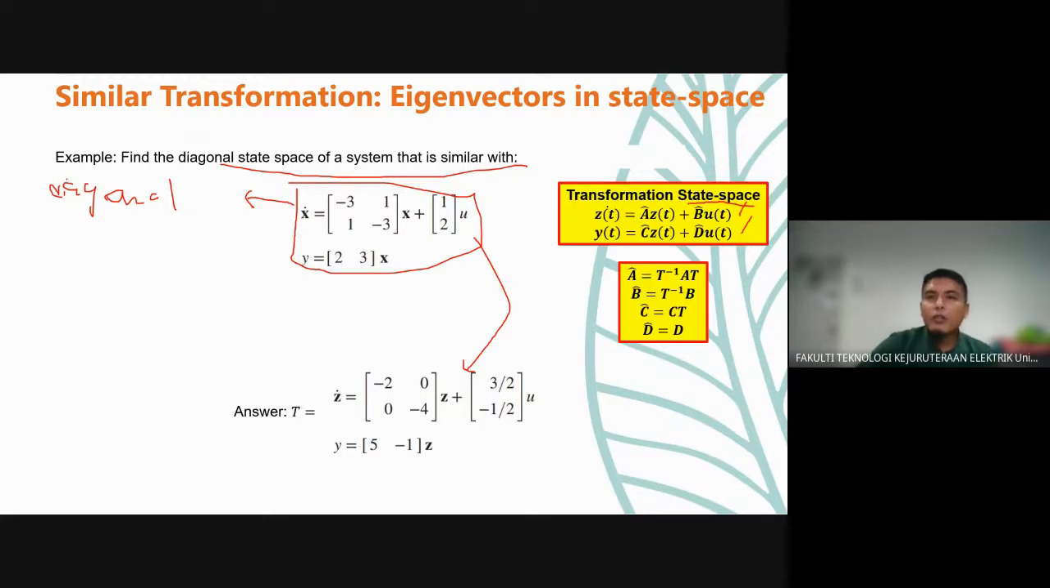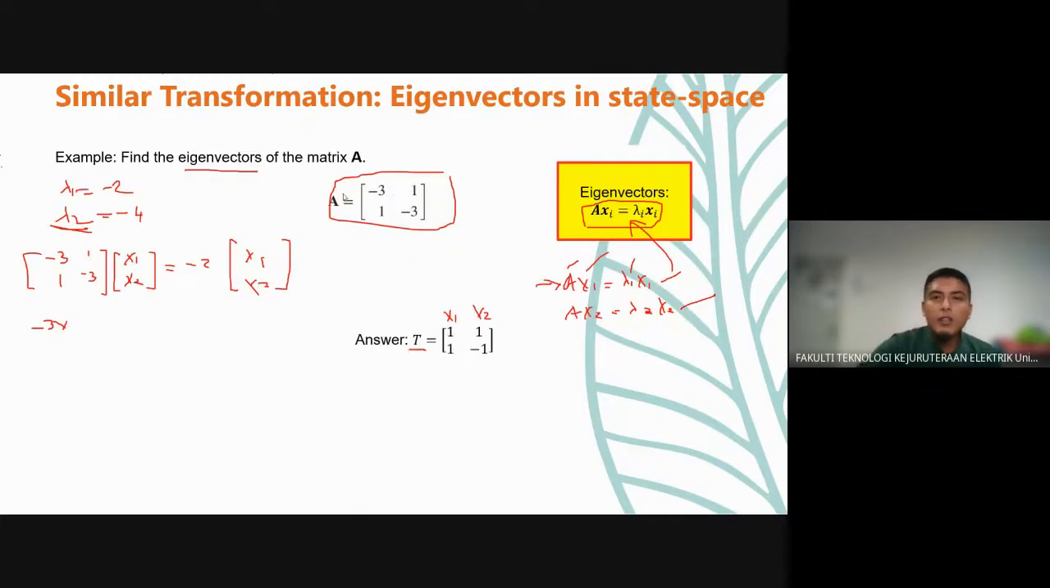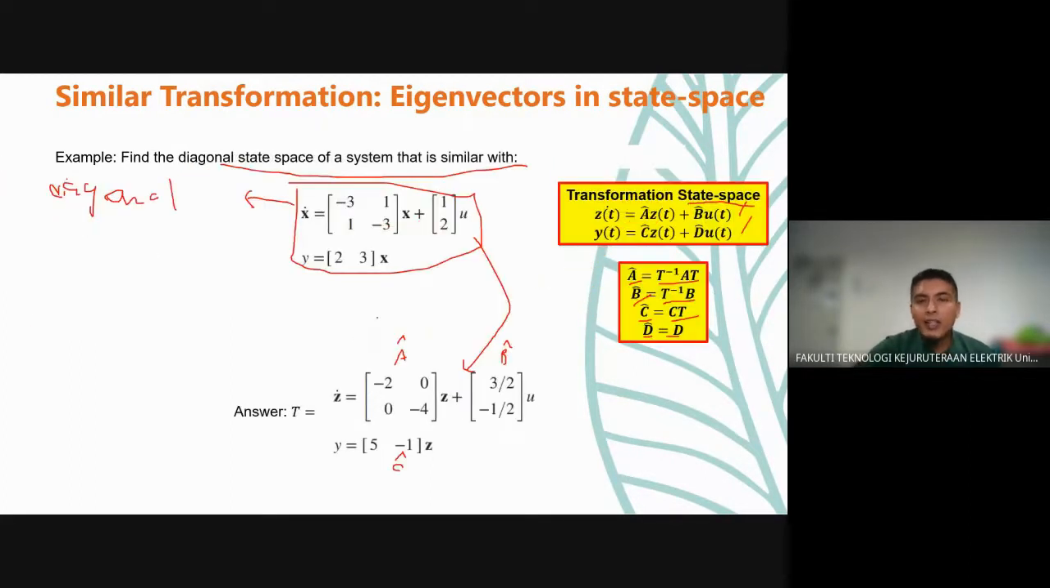Okay, so you know that for A hat, this is the formula. B hat, this is the formula. C hat, this is the formula. D hat, this is the formula. Actually this is referred to A hat, this is referred to B hat, and this is referred to C hat. You can see that this is the same A matrix as the previous one, [-3, 1; 1, -3].